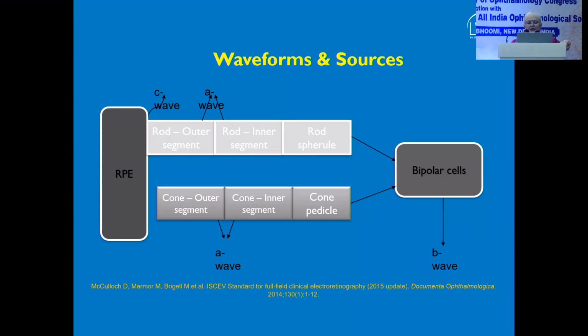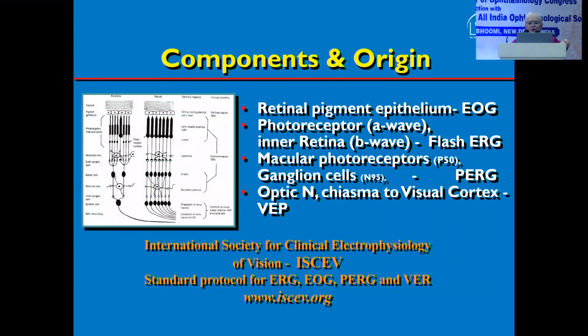So we can see here the general classical teaching being that the rod outer segments and the cone outer segments, they give the A wave, that is the downward going wave on your electrophysiology. And then when it goes to the bipolar cells, where the signal is modified and advanced and augmented, it gives the B wave, which is the upgoing wave. So this is more simplistically put here.